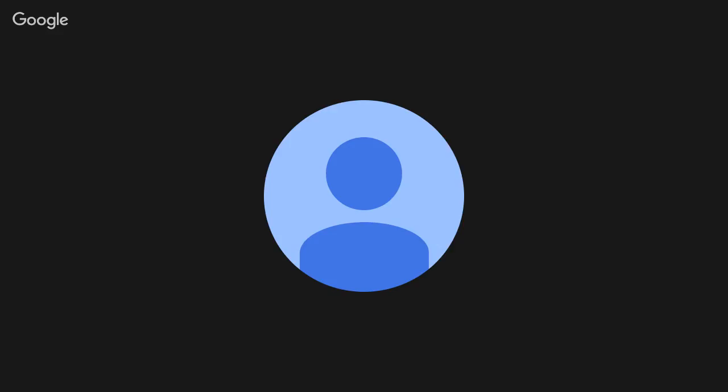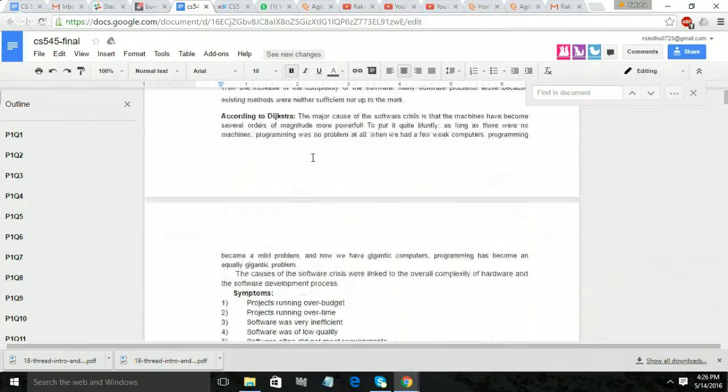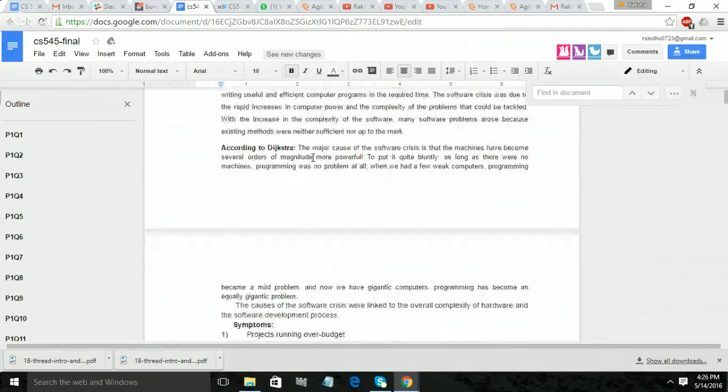These are the symptoms. The causes are like the over budget, over time. So there's a difference between a cause and a symptom. So I'll rephrase these causes and I'll add some symptoms over here. Yeah. And I have noted your example for software crisis as well.